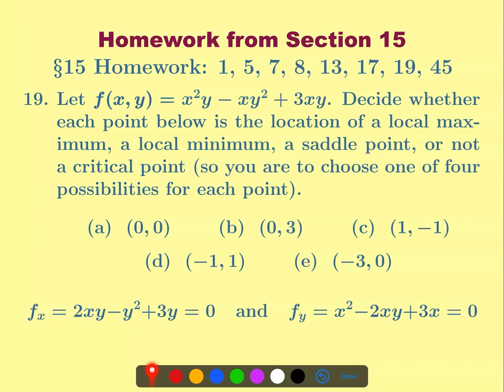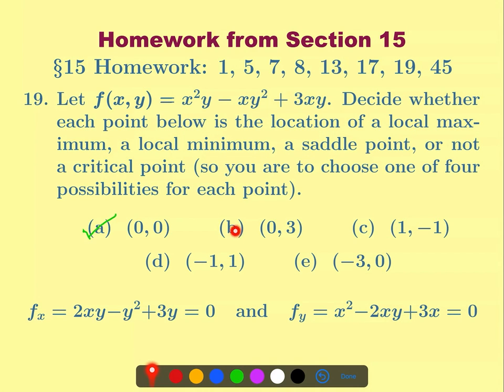So we go through each of the points. We start with 0, 0. Since x and y are both 0, we easily see that both of these are going to be 0. Both of these equations will hold, and so we can check off A here. This is definitely going to be a critical point.